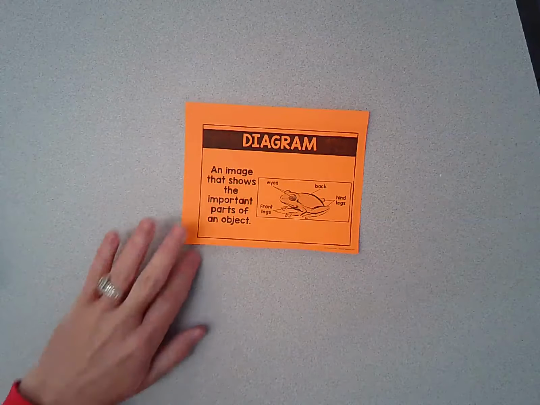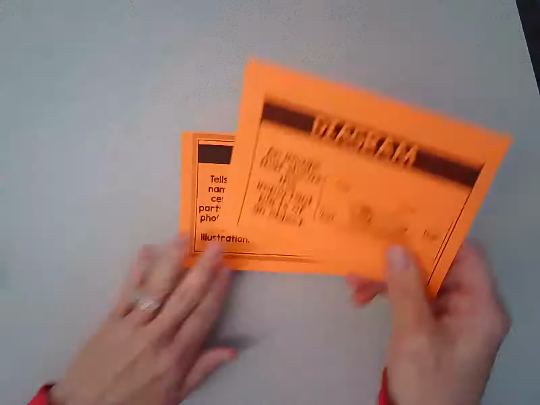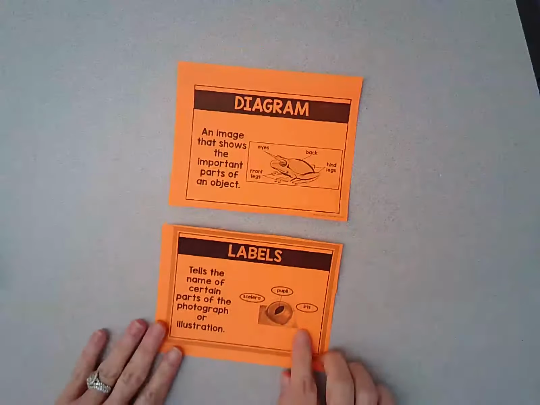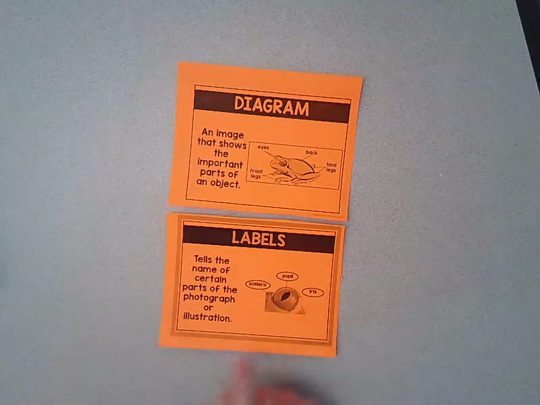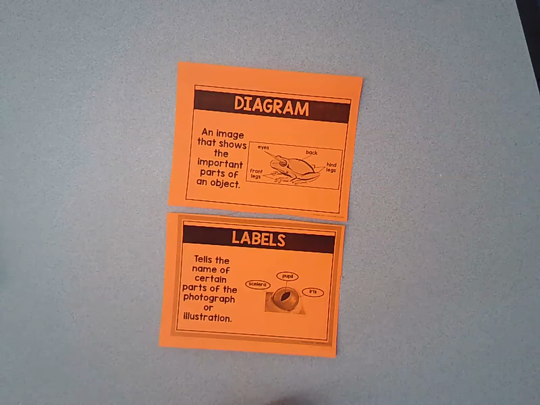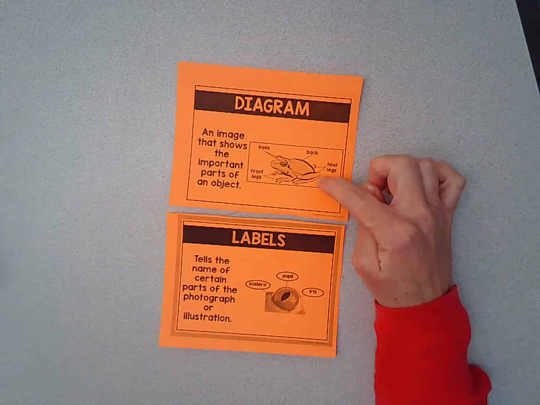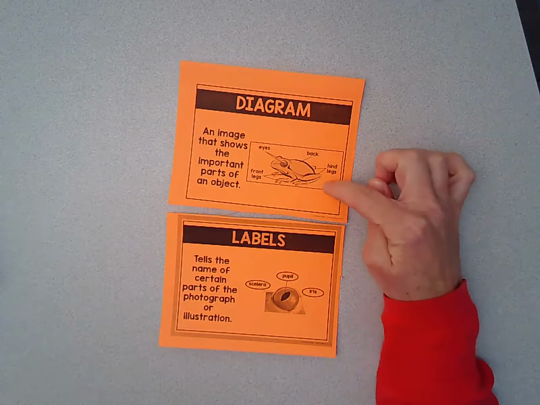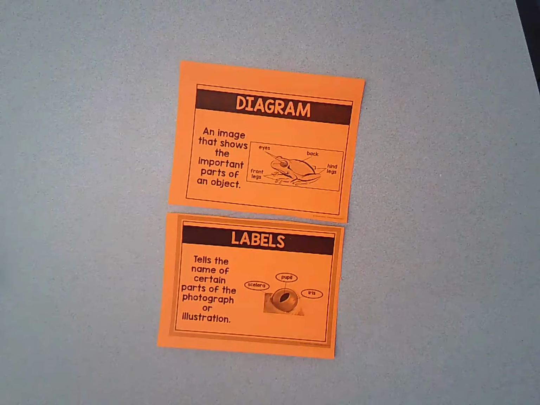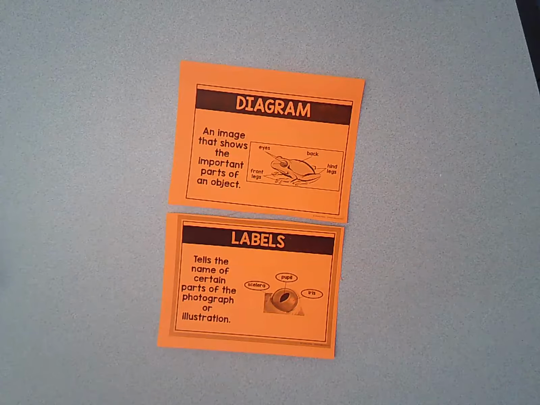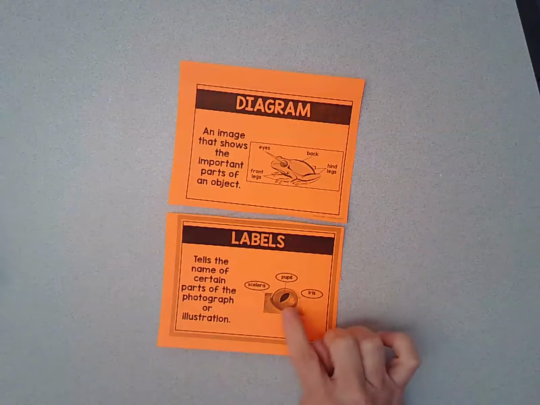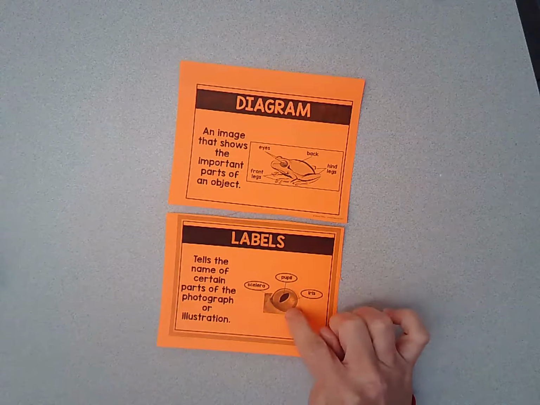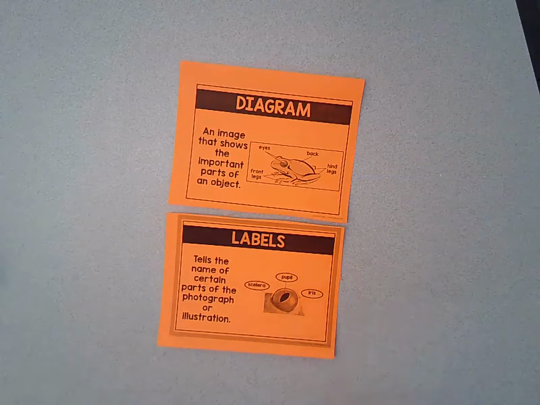So that goes to our next text feature, labels. Diagrams and labels go hand in hand. So the labels tell the name of certain parts of the photograph or illustration. So it identifies the parts in the picture on our diagram. So here it's telling us the parts of the eye, the pupil, the iris, and sclera.